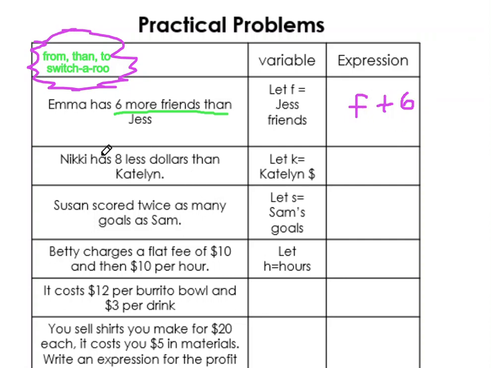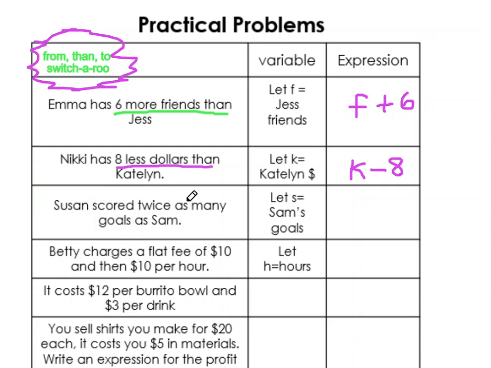All right, let's see the next one. Nikki has $8 less than Caitlin. Ooh, 8 less than. There's that from, then, to switcheroo again. So that means it's going to be minus 8 at the end, right? Minus 8. All right, and then we don't know how many dollars Caitlin has, but we do know that we can use K to represent the money. It says K equals Caitlin's dollars, right? So it'd be K minus 8. Let's see the next one.